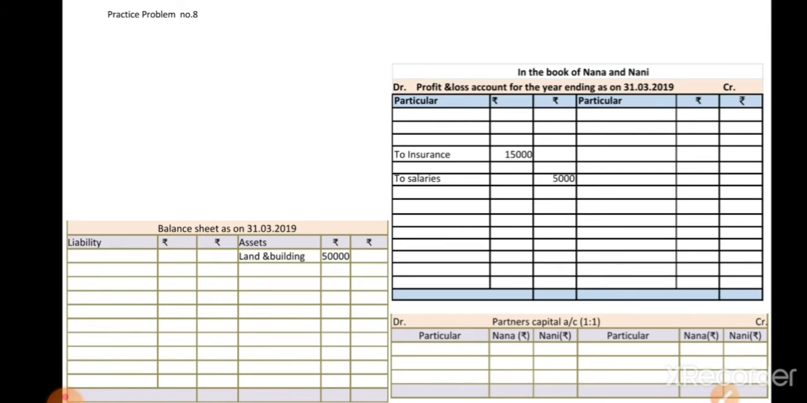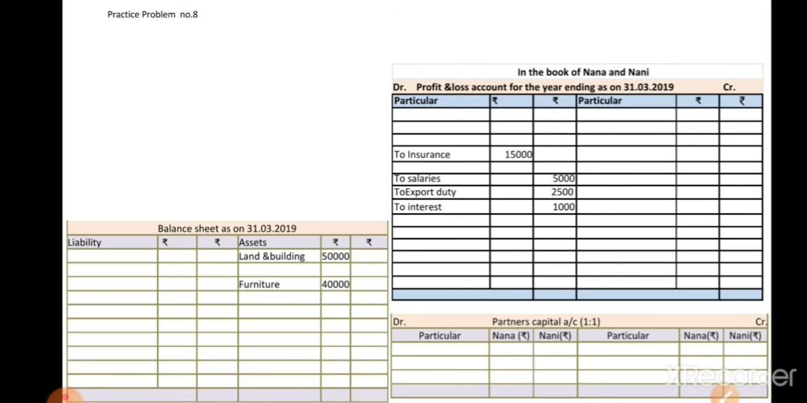Next item, salaries, it is an office expense. Profit and loss account debit side, we record it as to salaries, outer column 5,000. Here there are no adjustments. Next, export duty, same in profit and loss account debit side, to export duty below the salary, amount is 2,500. Next item, interest, that is a financial expenditure. In the profit and loss account debit side we record it as to interest directly in the outer column 1,000.